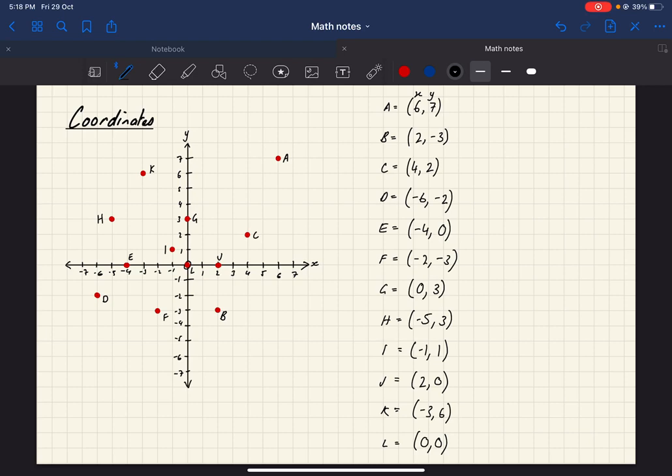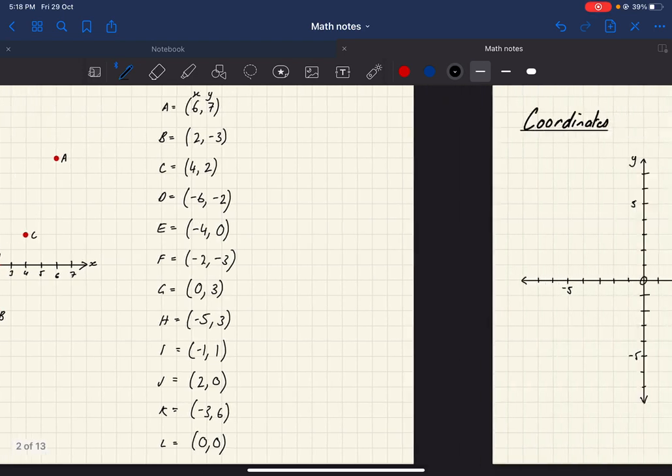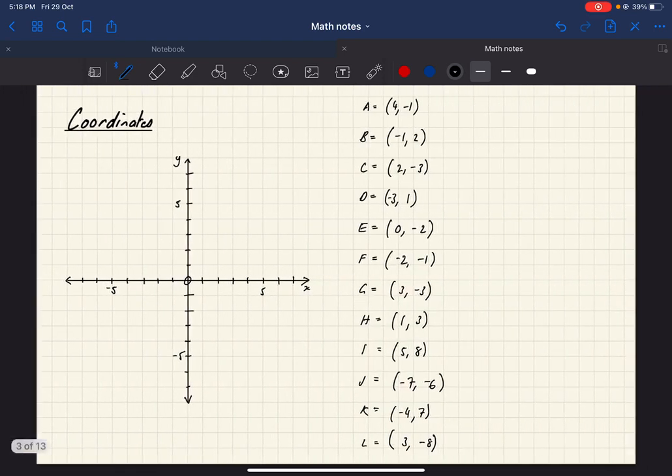Okay, let's try it the other way around, where we're given the coordinates and we want to put the points in. So I'm going to use a red pen for this. Now, our first coordinate, A, is 4, -1. So I go to 4 along the x-axis. So here's my x-axis here. I go to 4, and then I want to go -1. So that's there. So that's my point there.